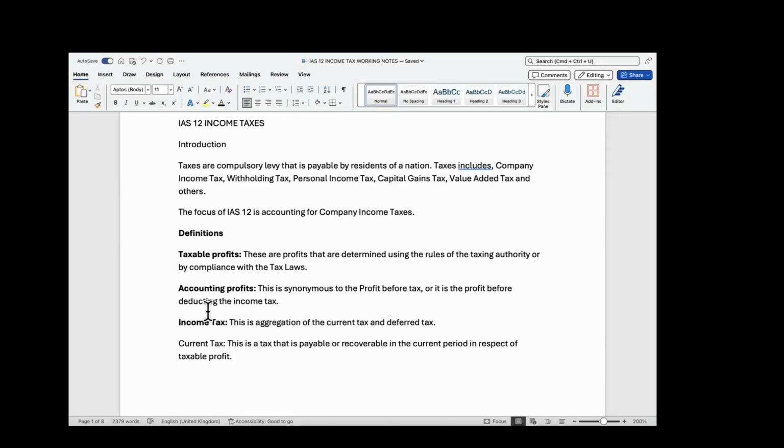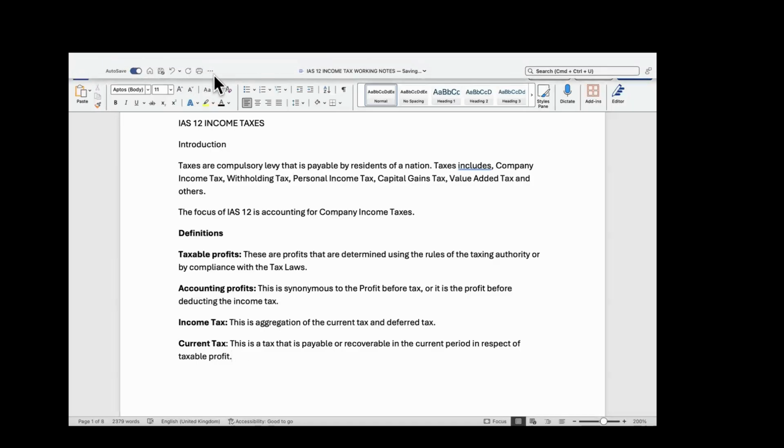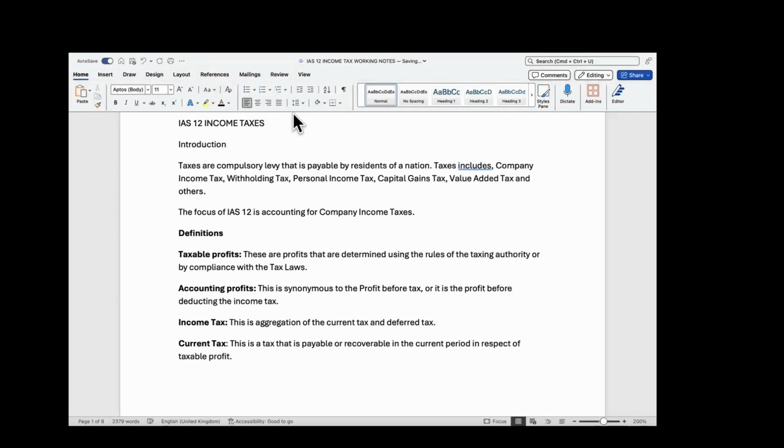In respect of taxable profit. That's your current tax. It is a tax that is payable or recoverable in the current period in respect of taxable profit.